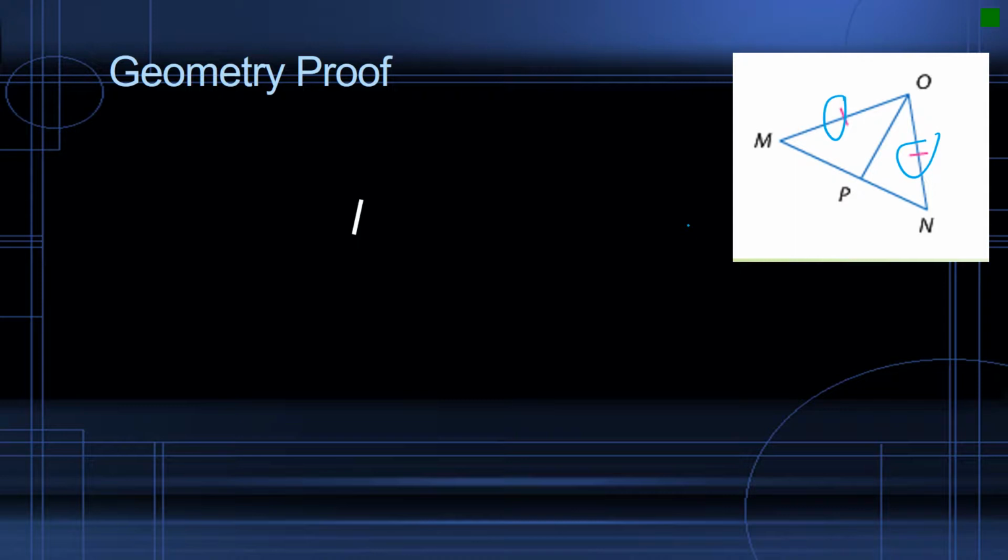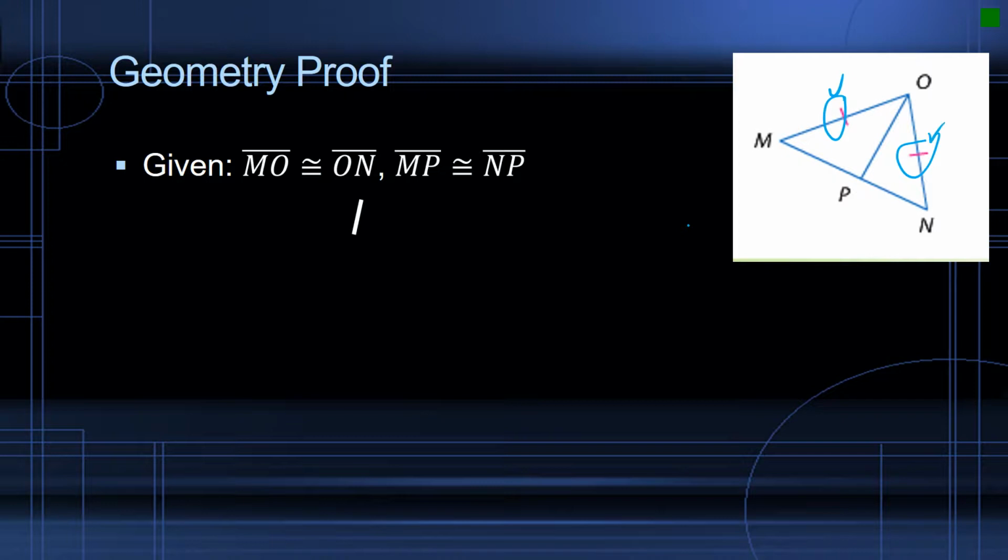Okay, let's see what we're going to look at here. Indirect proof. We're given that MO is congruent to ON. That checks with what we just saw, where there are little congruency hash marks. And we're also given that MP is congruent to NP, so these two segments are also congruent. We didn't see that on the diagram, but it's given to us.